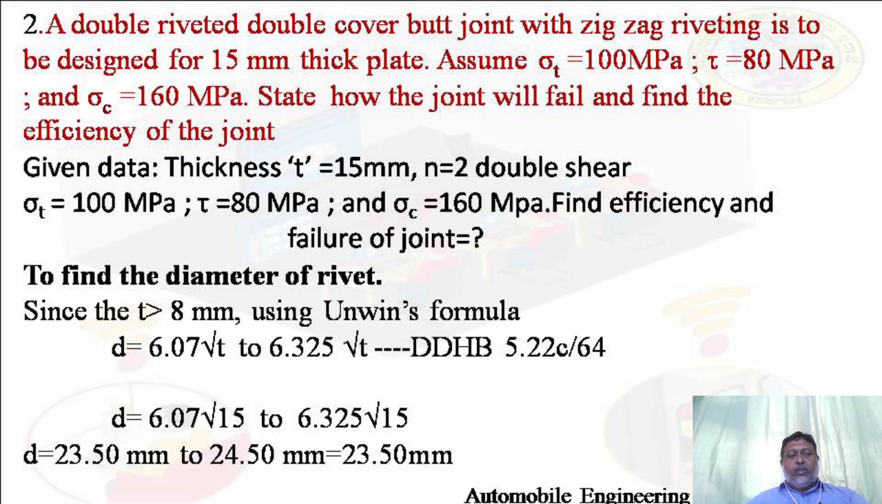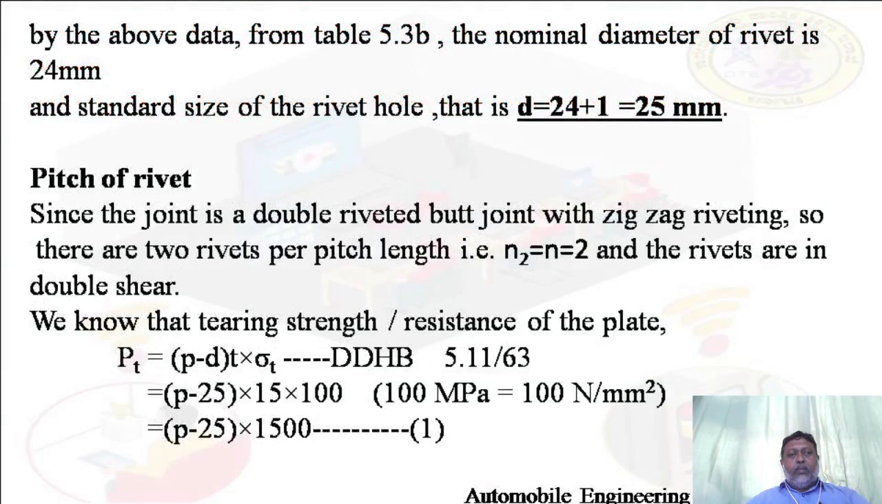To find the diameter of the rivet, we have to use Unwin's formula because the thickness is greater than 8 mm. So by the help of Unwin's formula, the value will be 6.325 under root T, equation 5.22, page 64. The value comes to be 23.5 to 24.5. We adopt 23.5, then round it off to 24 from the table. When you see the standard table, the nominal diameter seems to be 24.